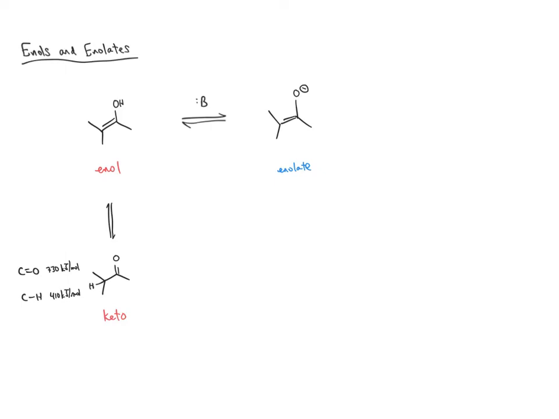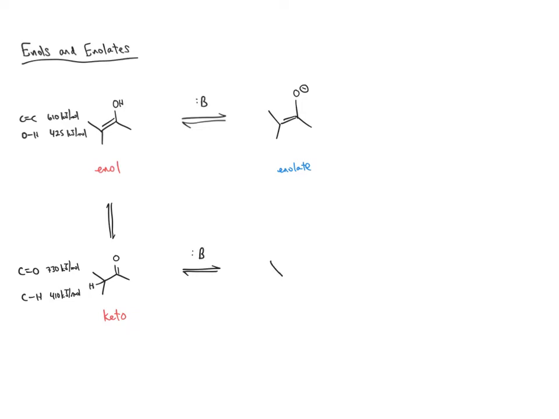Whereas in the enol form, we have a carbon-carbon double bond and an oxygen-hydrogen single bond. So this is 425 kilojoules per mole, and the carbon-carbon is 610. Okay, and so the sum of those bond enthalpies tells you that the keto form is a little bit more stable. But we can draw the enol form in its enolate form by treating it with base, just like we can draw the keto form in its enolate form by treating it with base.